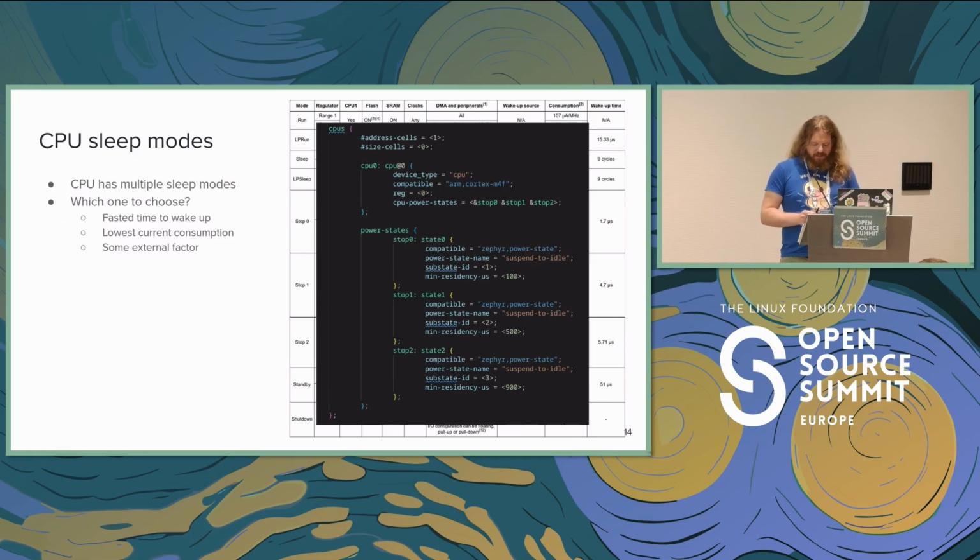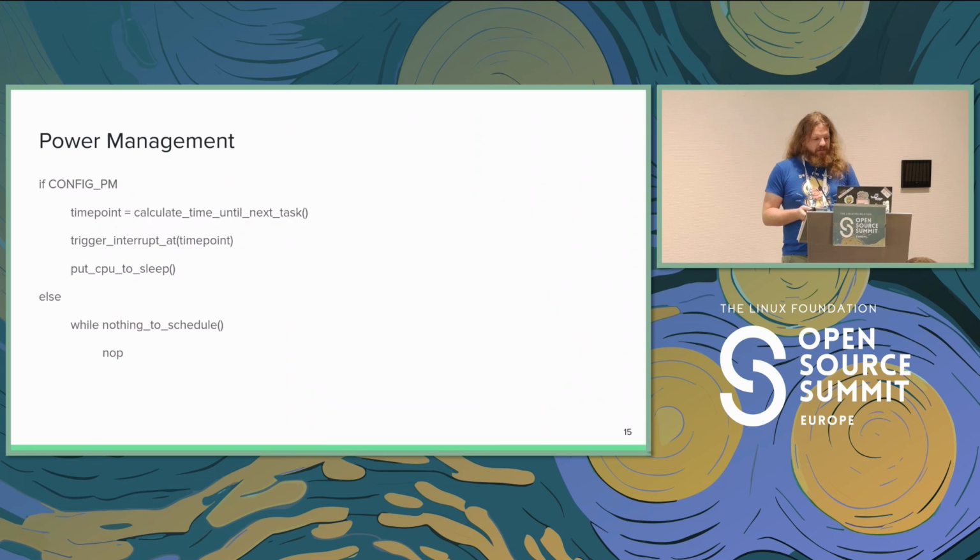The device tree now has the min-residency-us. That's not the minimum time you have to spend in the United States of America. It's the time the CPU should spend in sleep mode in microseconds. So if you have 100 microseconds to spare and you can go to sleep, then choose state 0, stop 0. If you've got more than 900 microseconds, go to stop 2. Zephyr does some magic to calculate this for us and give it to our idle thread.